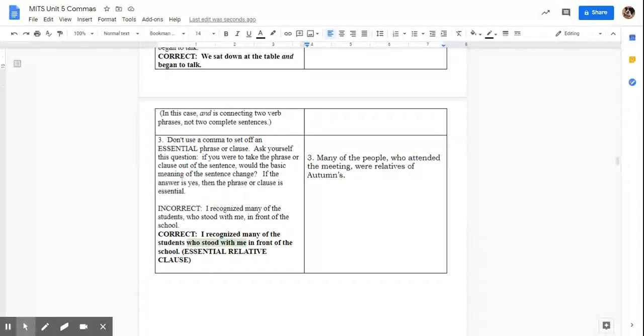Let's look at the last practice exercise. We have, many of the people, who attended the meeting, were relatives of Autumn's. Okay. We must delete the commas. Delete the commas, not add anything. Okay. In order to make who attended the meeting essential to the sentence. Otherwise, we wouldn't know which specific many or people were relatives of Autumn's.